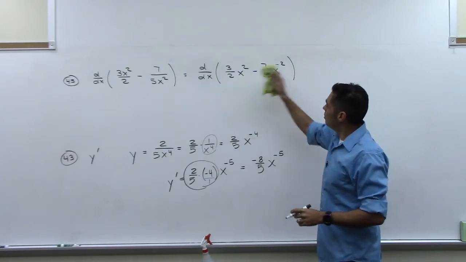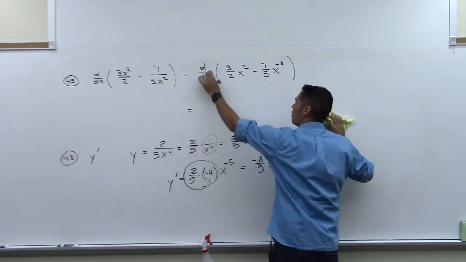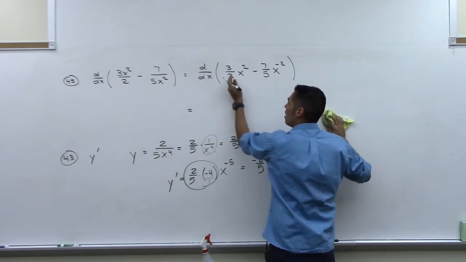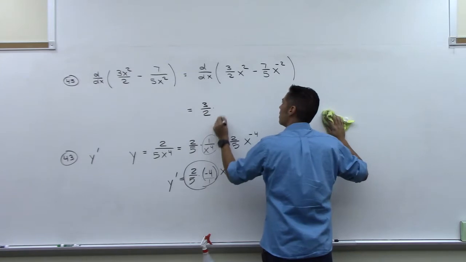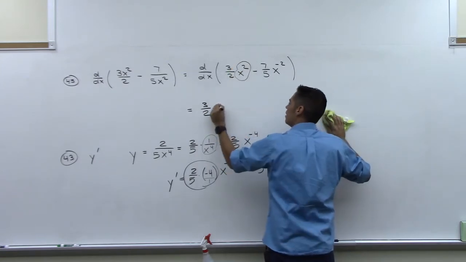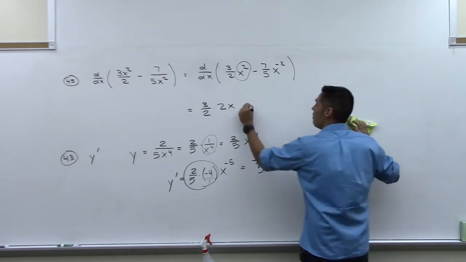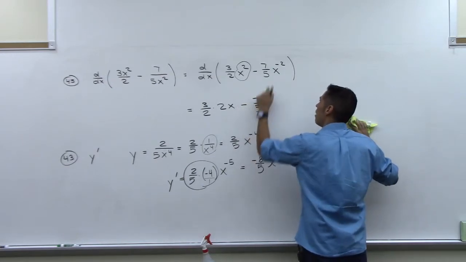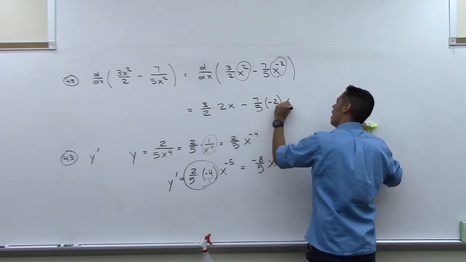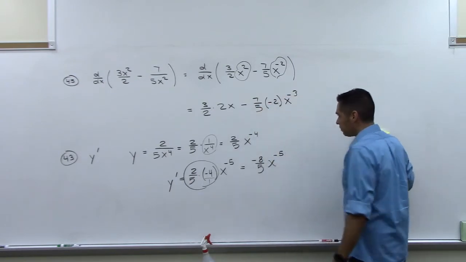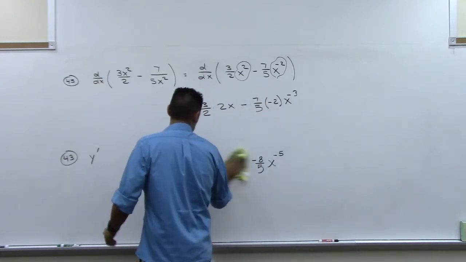Now I take derivative of each one of these separately because I have two terms, so I'm ready to take derivative. No more d dx here. This is a constant attached to a function, so 3/2 comes for the ride, times now this. That's just 2x to the first power. And then minus 7/5 comes for the ride. Take derivative of this. You've got a negative 2 there, x to the negative 3. Again, subtracting 1 from negative 2 gives you negative 3.